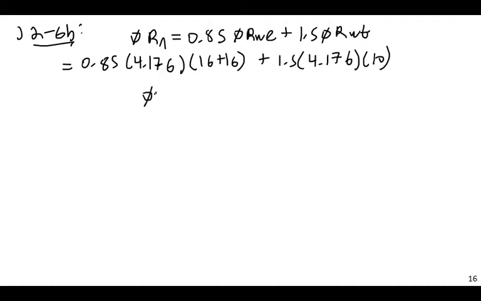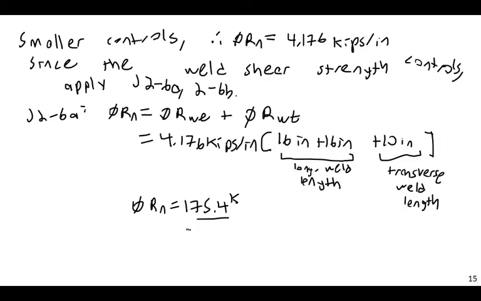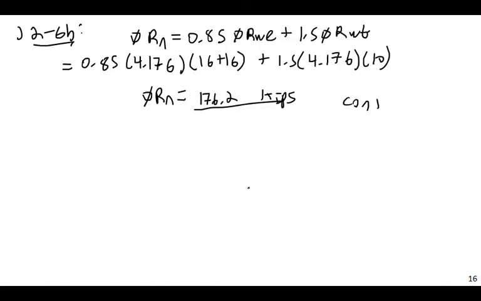And we get that phi-Rn is equal to 176.2 kips. And this one will control for the connection. It's the minimum value. Could you go back one slide real quick, because I didn't get the final phi-Rn, 175. Yeah, the final phi-Rn here was 175.4, and the final here, let me double check something here. 176.2.